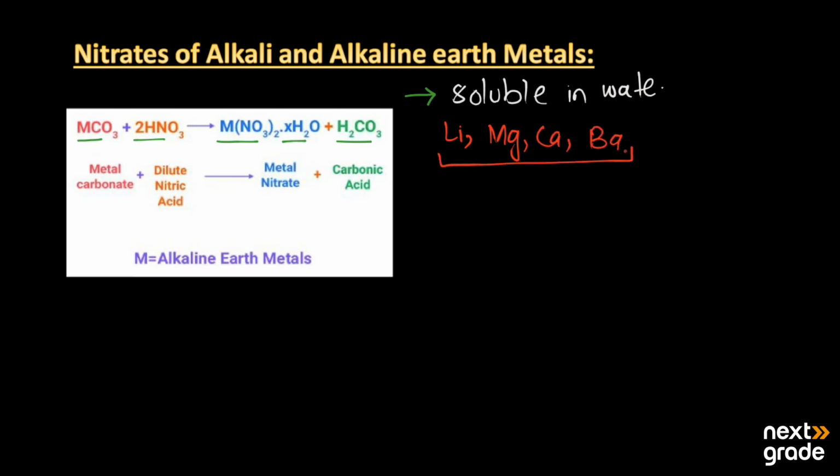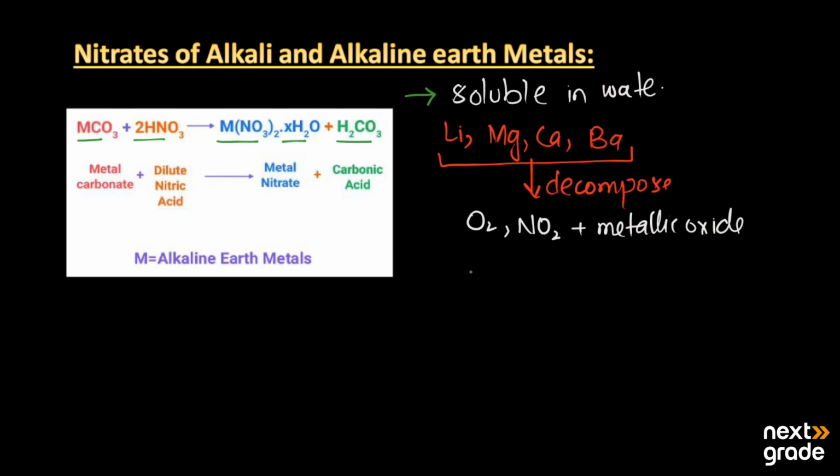All the nitrates of these decompose upon heating, and upon decomposition they give products like oxygen, nitrogen dioxide, plus metallic oxide. But when we talk about the nitrates of sodium and potassium, they decompose and give different products, as it depends upon their nature. Likewise, here we have examples.